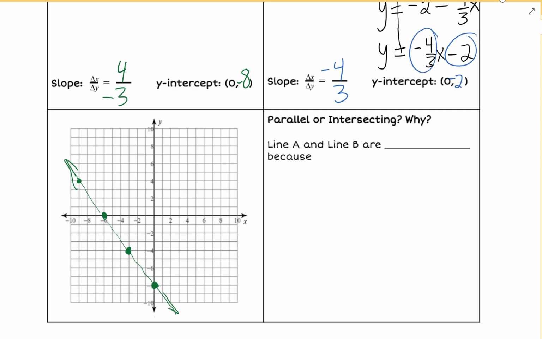Always connect those dots with lines and arrows at the ends. Your y-intercept for the blue line, line B, was negative 2, and it had the same slope. We go down 4 and to the right 3, or you can go up 4 and to the left 3.